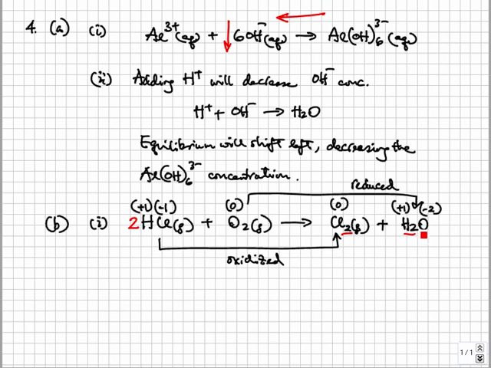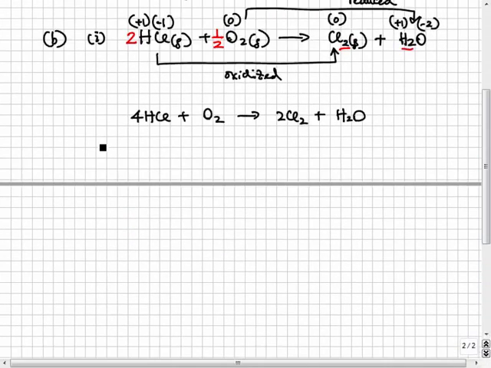After this, we must balance the equation. There are 2 Cl on the right. We put a 2 in front of HCl. The H are balanced. Finally, to balance the O, we put a 1/2 in front of O2. We can multiply both sides by 2 to get 4 HCl plus O2 going to 2 Cl2 plus 2 H2O.